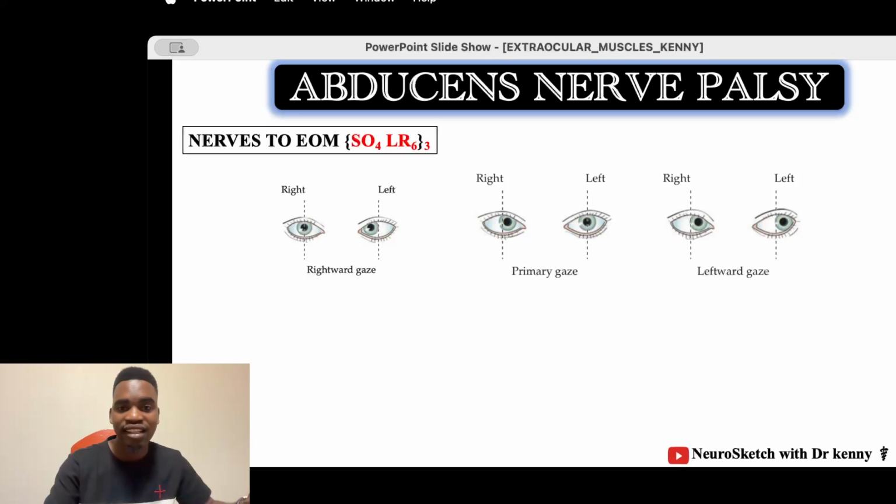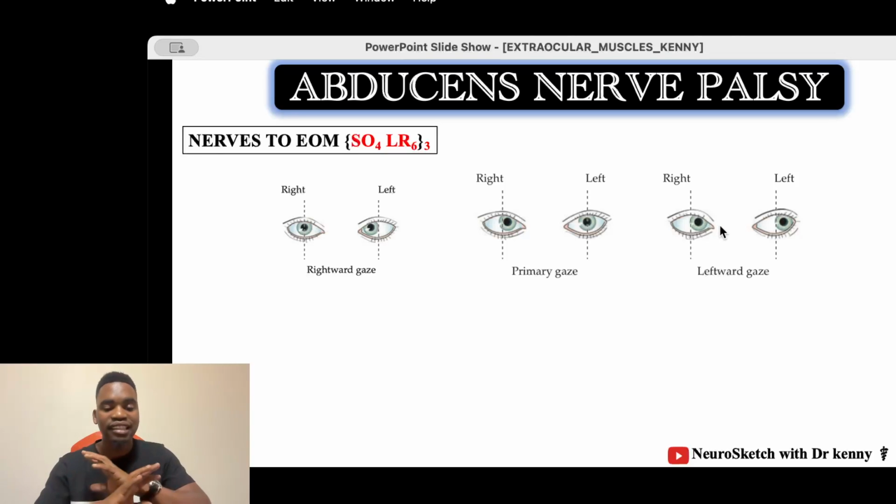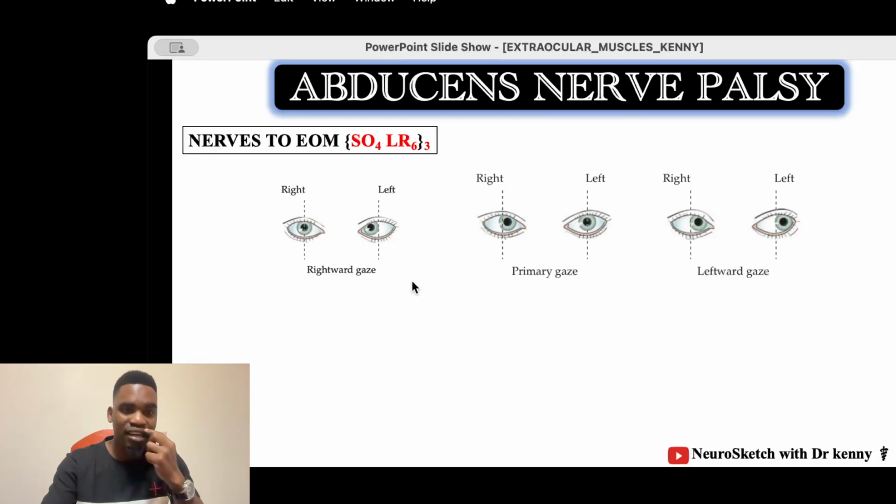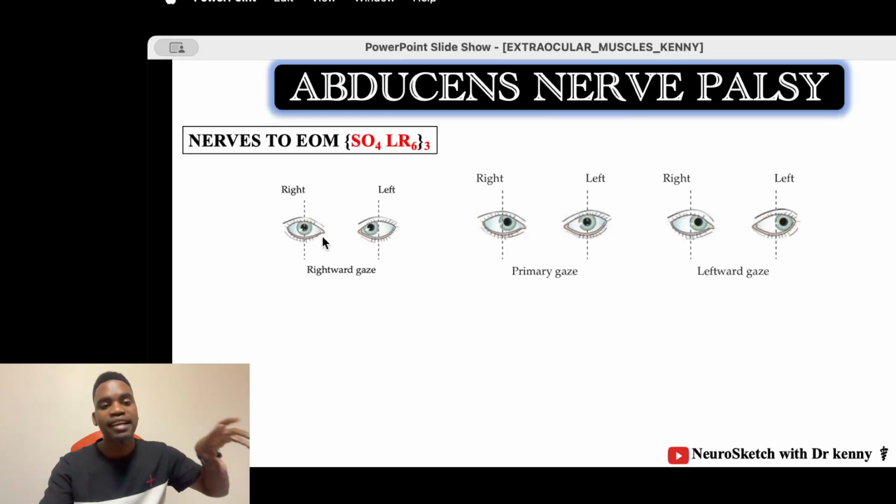Because we have no trouble with the left lateral rectus and the medial rectus and all other muscles that are functioning just correctly, with the exception of the right lateral rectus or the right abducens nerve, which can be witnessed under the primary gaze and when you tell the patient to look to the right side.